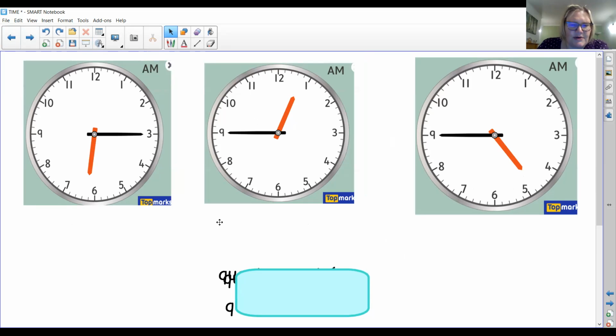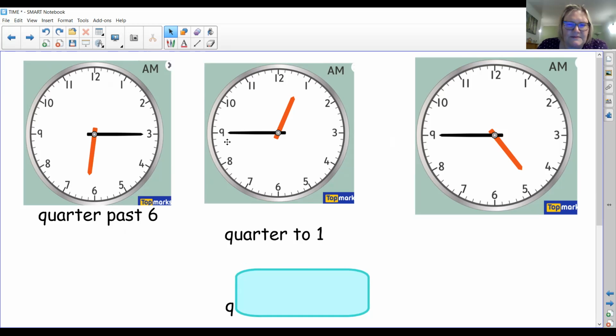Right, so we've got 6:15. 6:15 is this one here. The minute hand is pointing to 3, which is a quarter past, and the hour hand has just moved away from the hour of 6, so it's only a quarter past the hour. Still got a fair way to go, hasn't it?